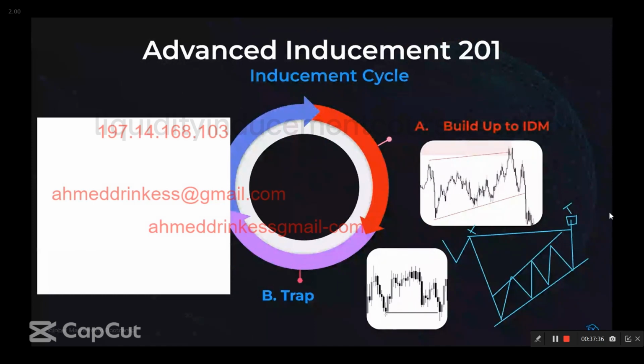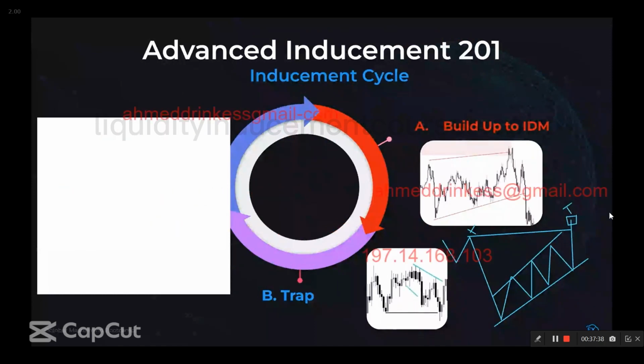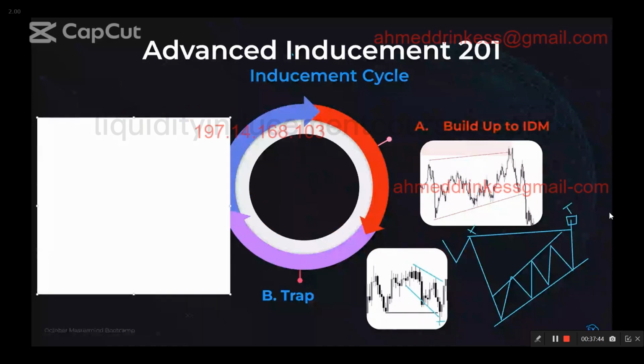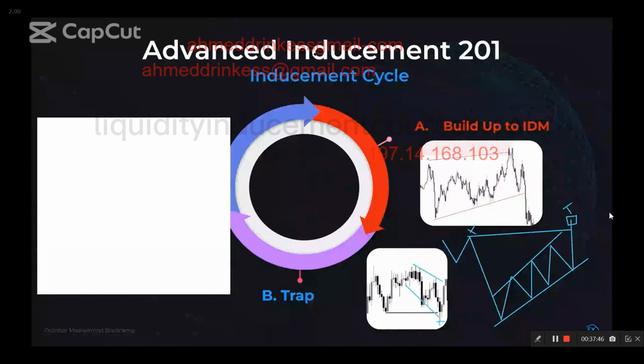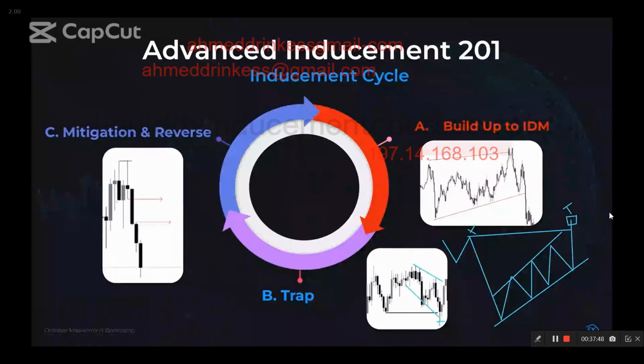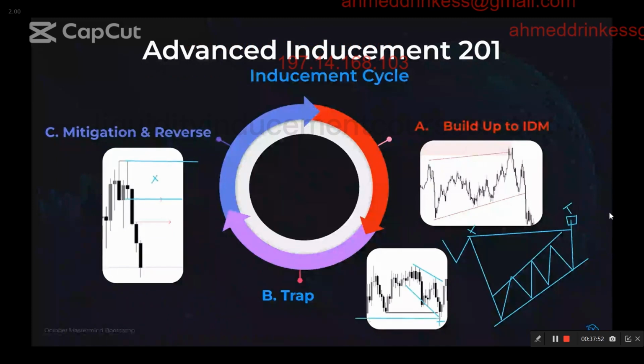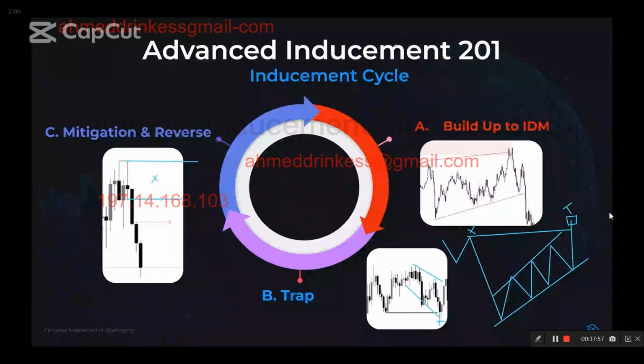If you know that you have a type 2 inducement right here, we know this is going to be the buildup because we're building liquidity to where the inducement, the trap happens that takes out the inducement, which leads us to the third phase of the cycle, which is the mitigation and the reversal. So after you get this trap, what's always going to happen is you're going to have some form of order block that is left unmitigated. And this is where price is going to mitigate to the left and then cause price to reverse the other direction. So at initial glance, this is the inducement cycle, but we need to take a deeper look.